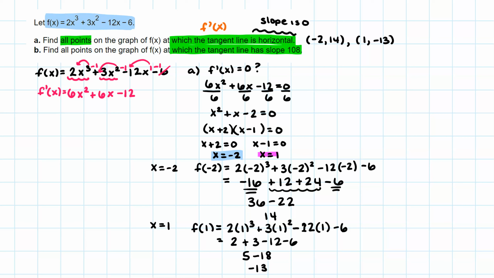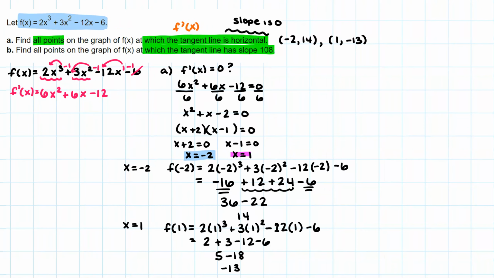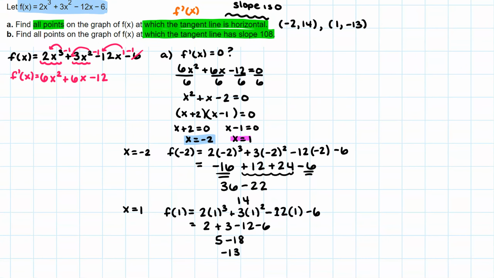Okay, let's try the next part. Find all the points on the graph at which the tangent line has a slope of 108. So we have to find part B here. We want the slope of the tangent line, so f prime of x equals 108. Okay, but I know f prime of x was 6x squared plus 6x minus 12, so 6x squared plus 6x minus 12 equals 108.